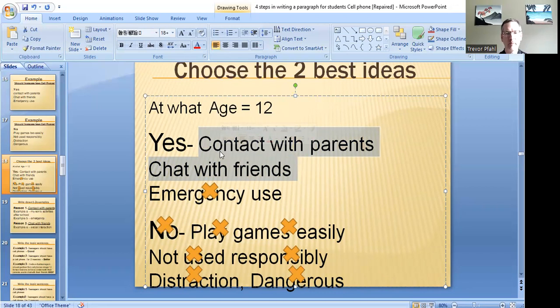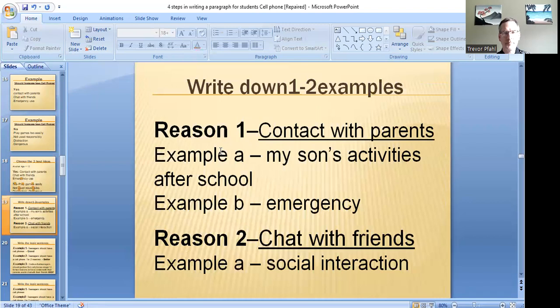Now, the next step is, what is my topic sentence? What am I going to talk about? This is where I'll show you some examples. I have contact with parents, and I want to think of specific examples. My son's activities after school, or an emergency, are reasons I would contact my parents, or why a teen should have a cell phone.